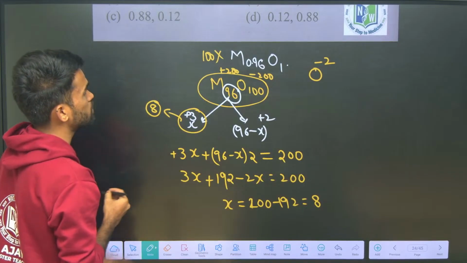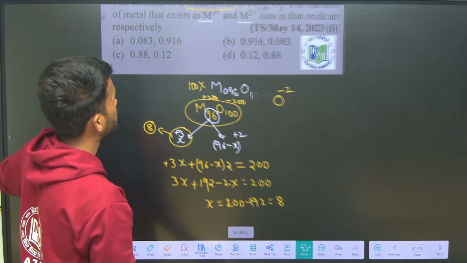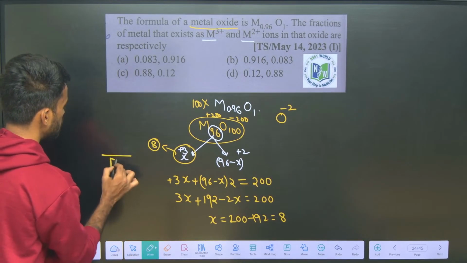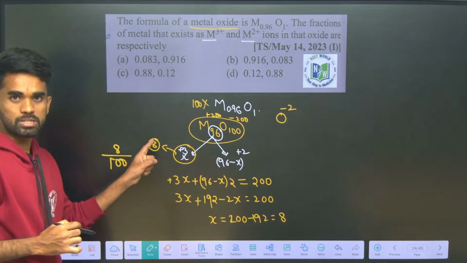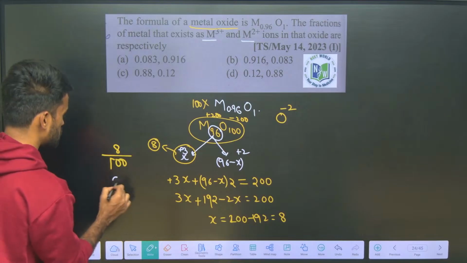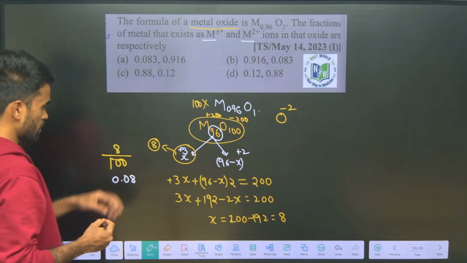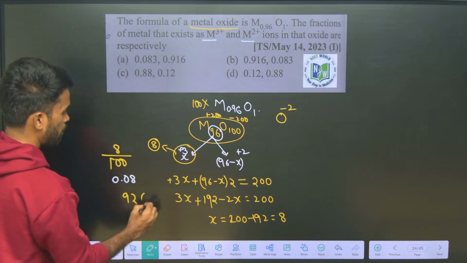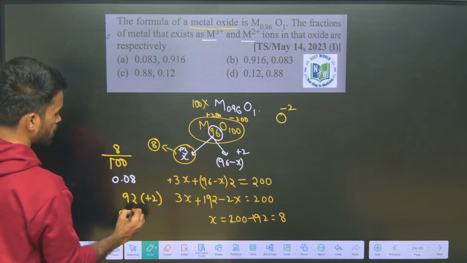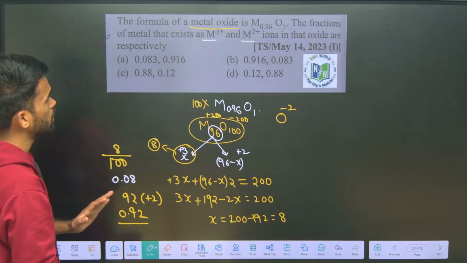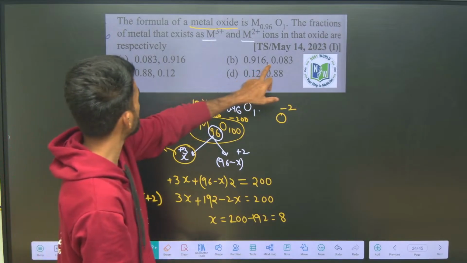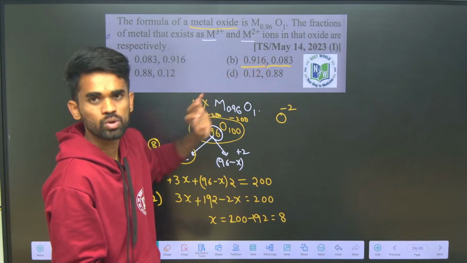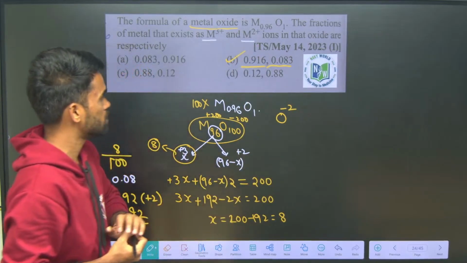So 8 +3 ions means they are asking the percentage of +3 and +2 right now. So if they are saying percentage or fraction, you can take out of 100, 8 are +3. It means what is the fraction here? 0.08. Similarly, out of 100, 8 are +3 means the remaining 92 will be +2 ions, that's it. So 0.92 will be the other option here. So here we have 0.08 and 0.92. So our option B will be the very suitable answer for this particular question.